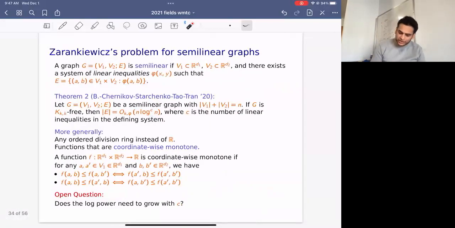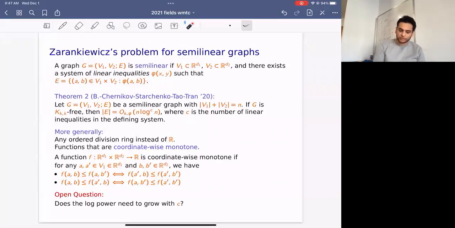And then the theorem is actually more general. We can replace the reals with any ordered division ring, and we define these things called coordinate-wise monotone functions. Maybe I won't talk about what these are, but it's a little bit more general than what I've stated here.